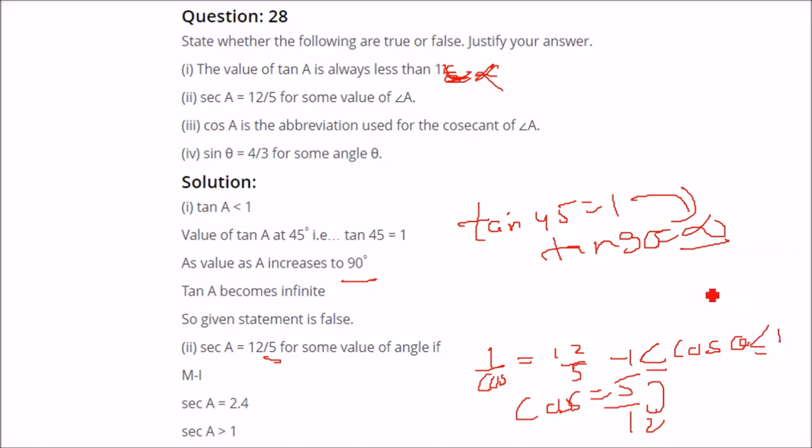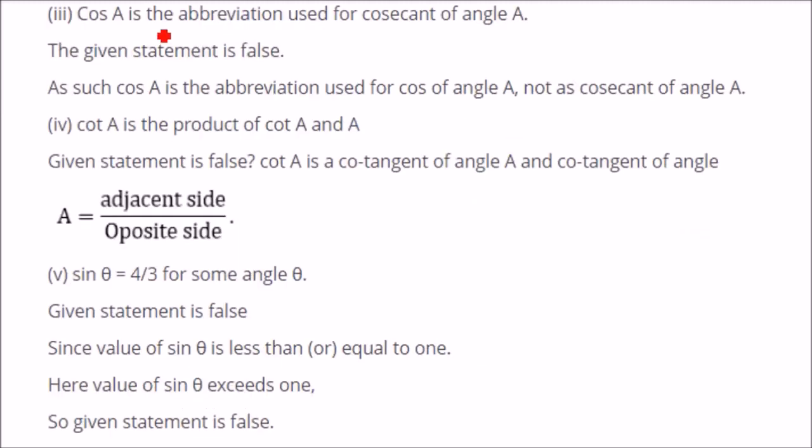Okay, cos theta and sin theta vary between minus 1 and 1. So this is correct. Now, cos is the abbreviation used for cosecant of angle A. No, this is cosec. This is cos A. So this is wrong. Actually, why is this statement false? Cos A is the abbreviation used for the cosine of an angle, not the cosecant of an angle.